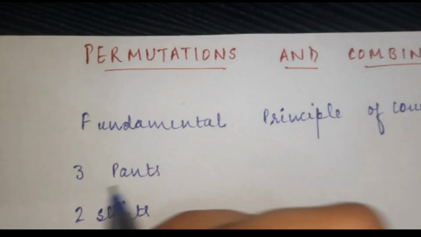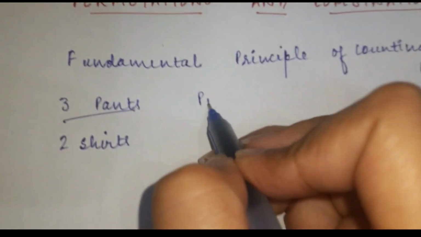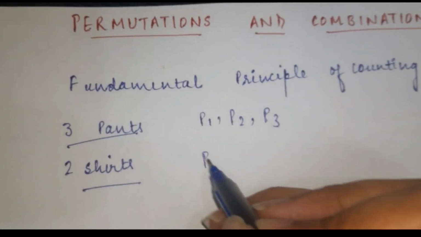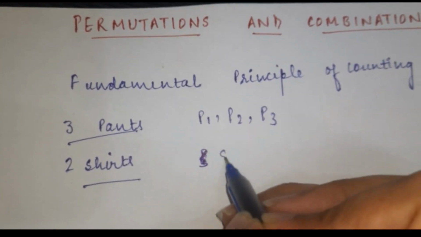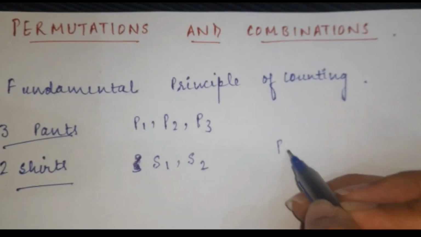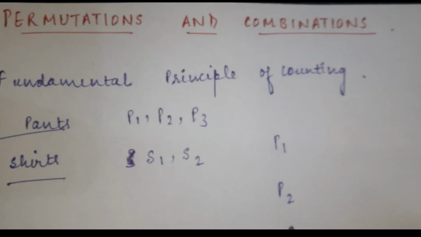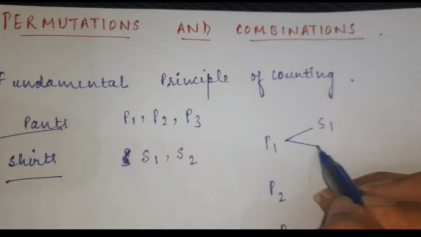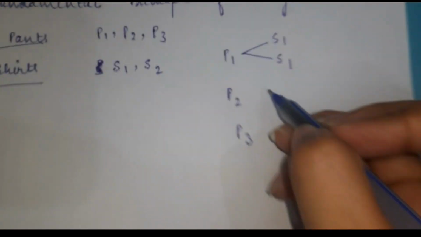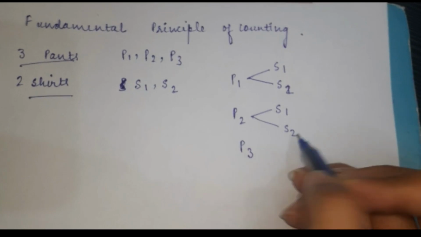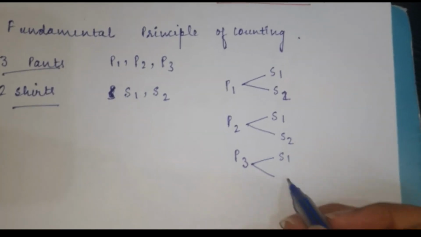So let me denote these 3 pants available as P1, P2 and P3 and the 2 shirts as S1 and S2. Now these 3 pants P1, P2, P3 can be worn with S1 and S2. Similarly, my pant 2 can be worn with shirt S1 and S2. Now P3 can be worn with S1 and S2.